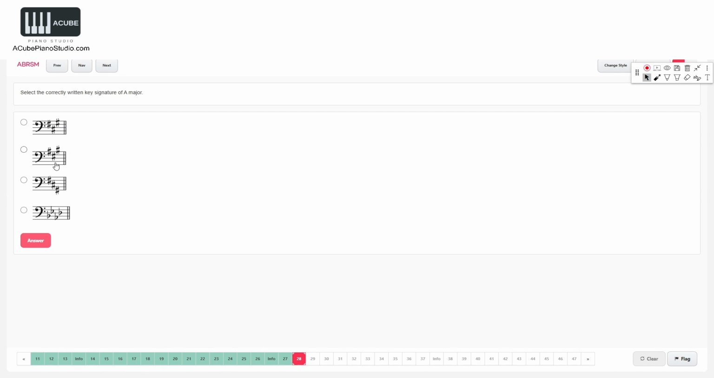So this one is out. But this did not start with F. It started with A sharp, which is wrong. We need F sharp, C sharp, G sharp. So this is the answer.